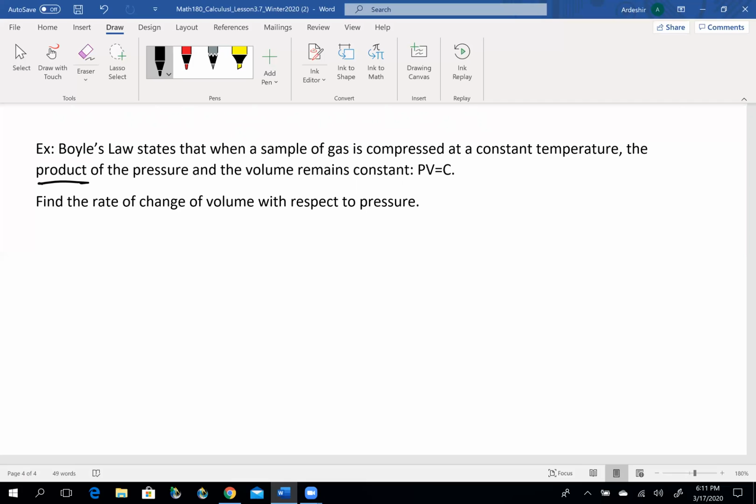So now the question is: find the rate of change of volume with respect to pressure. Before we find the rate of change of volume with respect to pressure, first we solve for volume. Again, the formula was pressure times volume remains constant.